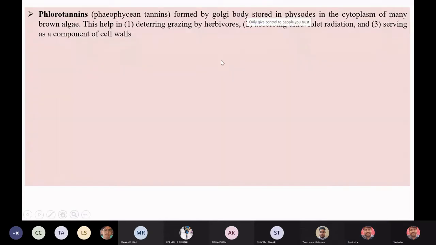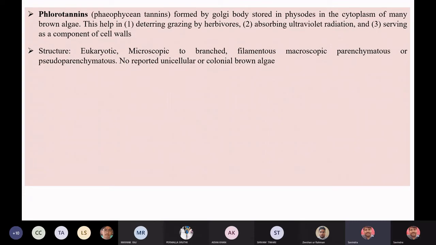Phlorotannins, this is what they call the Phaeophycean tannins. They get formed by the Golgi body and are stored in physodes in the cytoplasm of many brown algae. So this tannin gives a bitter taste to all the brown algae. That's why they can protect themselves from herbivores. Besides this, it also protects against ultraviolet radiation, and they also serve as a component of cell walls. Already discussed, the thallus ranges from microscopic to macroscopic, but in general they are macroscopic.